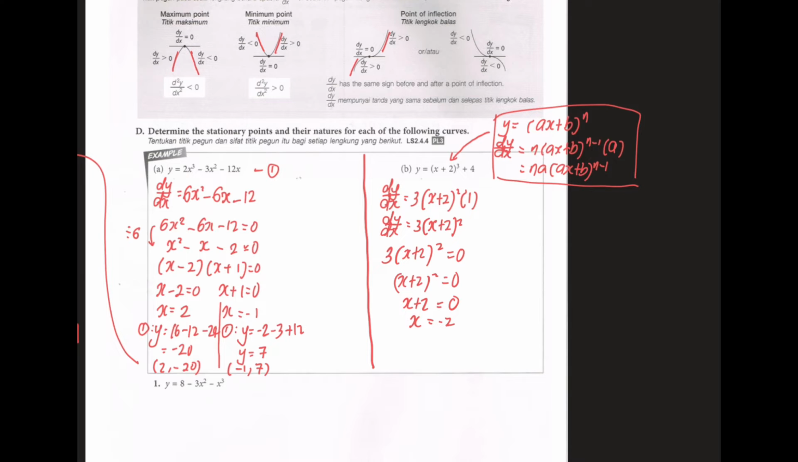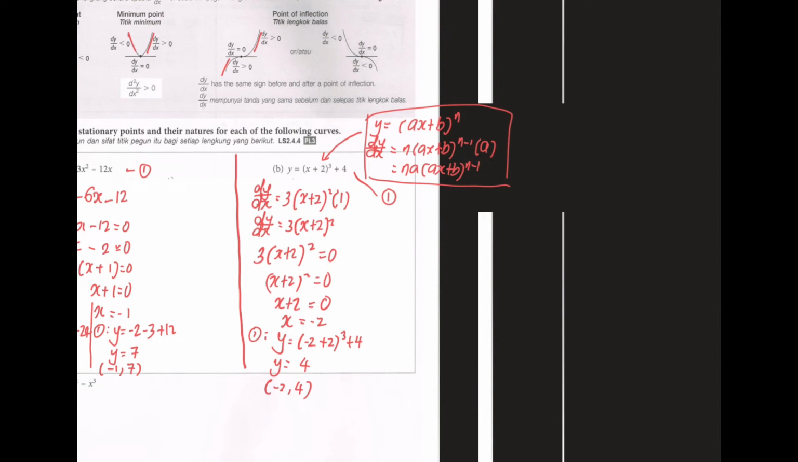Then we find the y. I call this equation 1. Equation 1, we find the y. Substitute minus 2 inside. (Minus 2 plus 2) cubed plus 4 will end up with 4. So I have (minus 2, 4) as my stationary point. And we don't know it belongs to which situation. We have 1, 2, 3, 4, we have 4 situations. So we need to check the dy/dx.